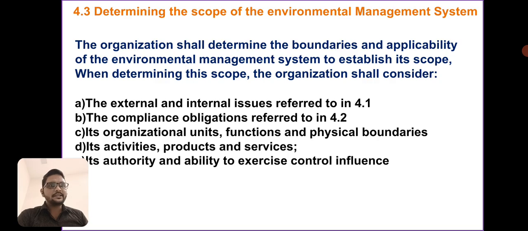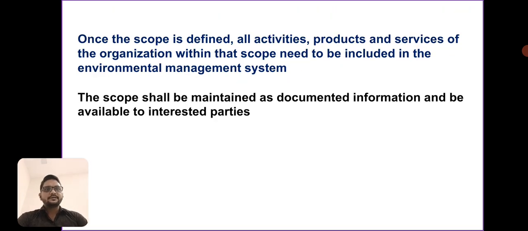4.3, determining the scope of the environmental management system, means the organization shall determine the boundaries and applicability of the environmental management system. It means considering the external and internal issues, the compliance requirements, and the organizational units, functions, physical boundaries, activities, products, services, and its authority and ability to exercise control and influence. The scope shall be maintained as documented information and be available to interested parties on request.